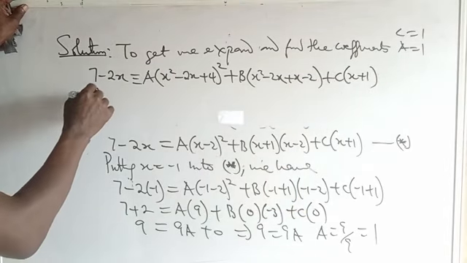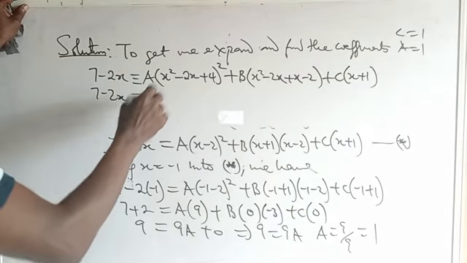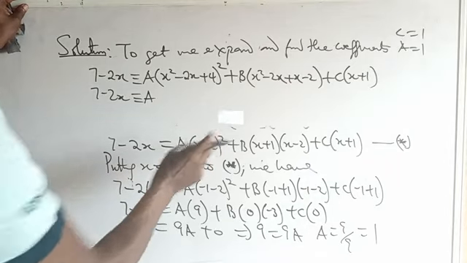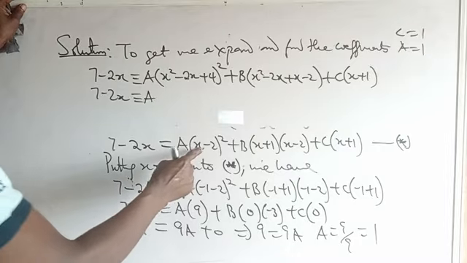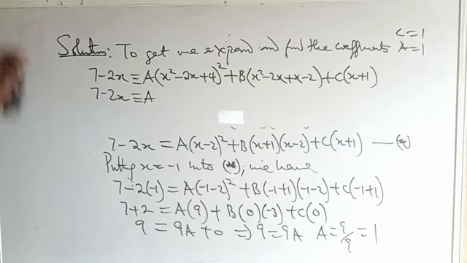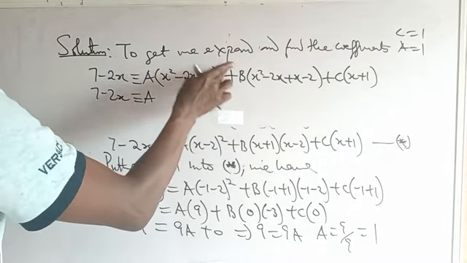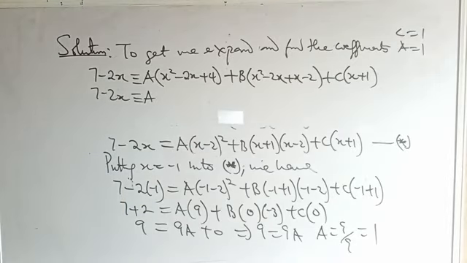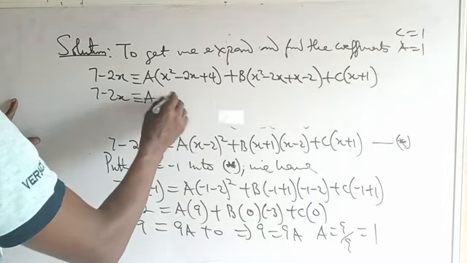Okay, so we have 7 minus 2x corresponding to what? We want to expand this. We have already expanded x minus 2 all squared, which gave us this. Sorry about that. Now let's expand generally.